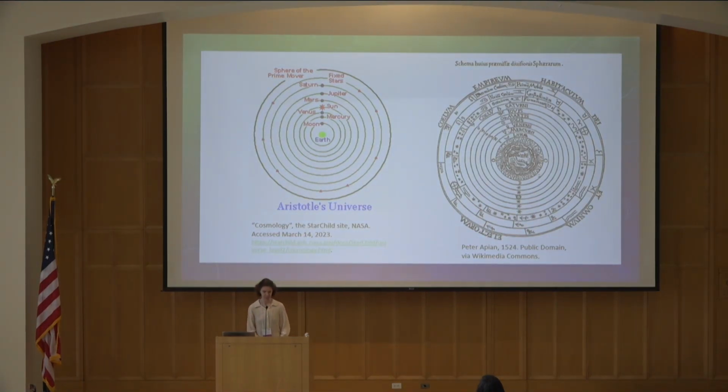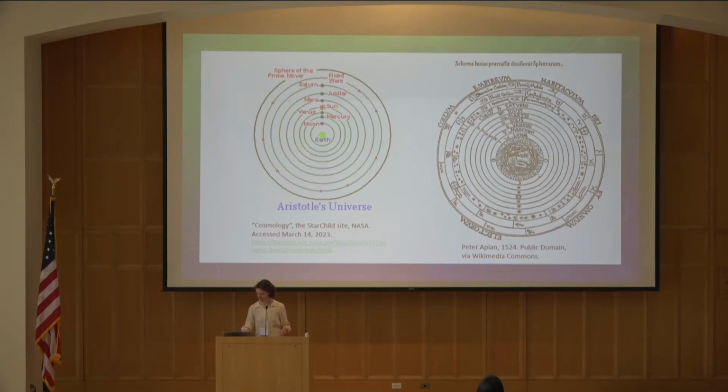So I begin with Aristotle, because he presented a model of the universe which dominated Western astronomy for about 2,000 years. He imagined the cosmos as a set of nested concentric spheres with Earth at the center. You can see that over here on the left. The one on the right is just a prettier rendition of the same model.